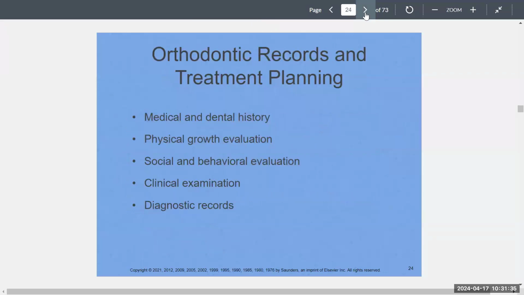Okay. No matter what, when it comes to orthodontic records and treatment planning, you really have to remember what we talked about: the medical history and dental history. That's what's really important. We also want to know the physical growth evaluation. How old are they? What point in life are they at? Do they still have their baby teeth? Do they not? What are their social behavior evaluations? Okay. What is the clinical exam? And what are their diagnostic records?